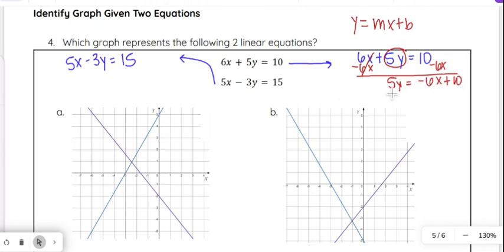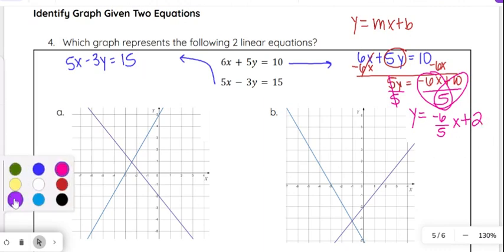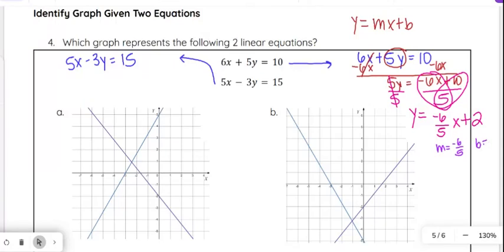Just make sure if you keep it the other way around that you choose the correct numbers for slope and y-intercept. So then we divide both sides by 5, and that gives us y equals negative 6x divided by 5 and 10 divided by 5. Negative 6x divided by 5 cannot be simplified, so that's going to be negative 6 over 5 x. 10 divided by 5 is a positive 2. So now I can go ahead and determine that my slope, my m, is going to be negative 6 over 5, and my b is going to be positive 2.